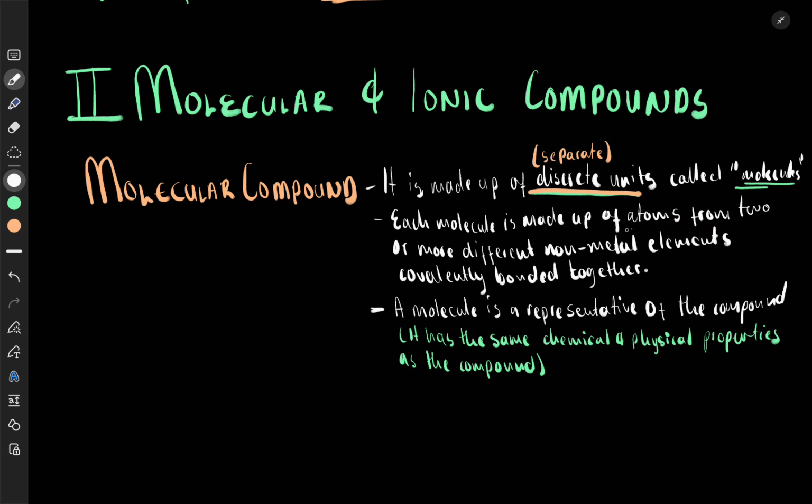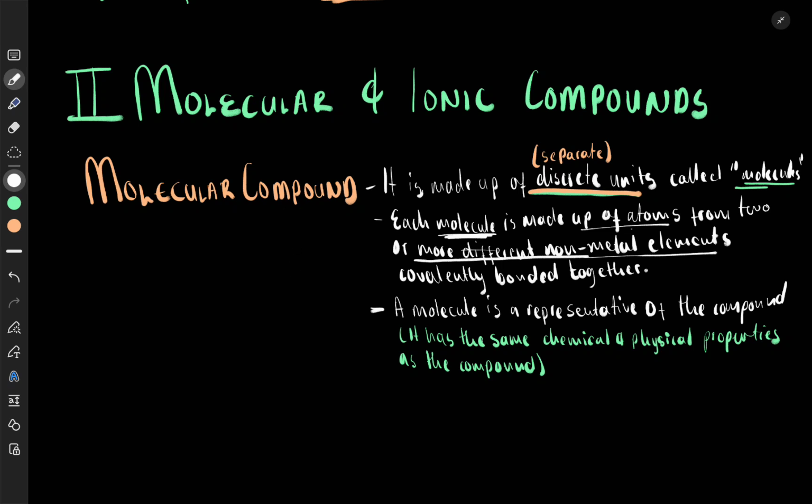Each molecule is made up of atoms from 2 or more different non-metal elements. So each molecule will be having 2 or more atoms together. And these atoms will be from either the same element or from different elements. So it is not always different, but they have to be non-metal. So I'll kind of do it like that. Okay, but for it to be a compound though, it has to be different elements.